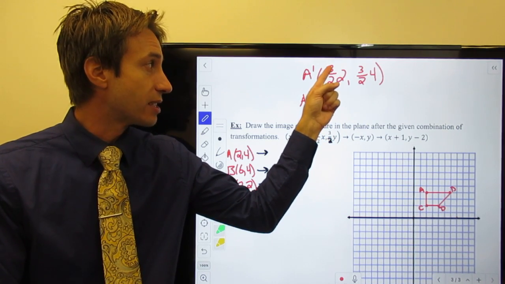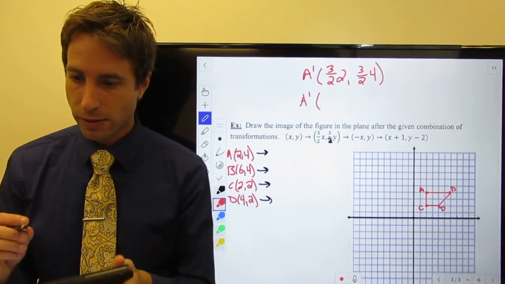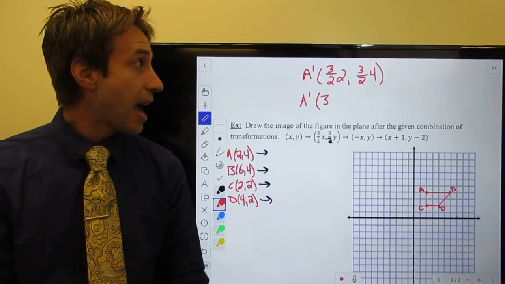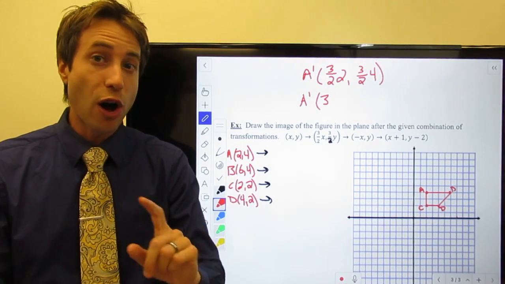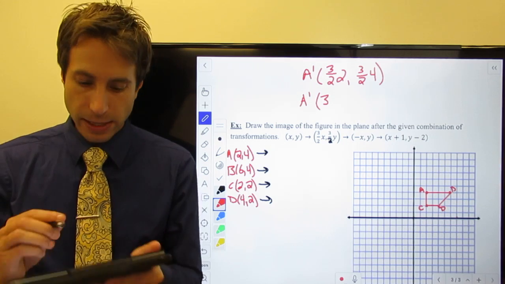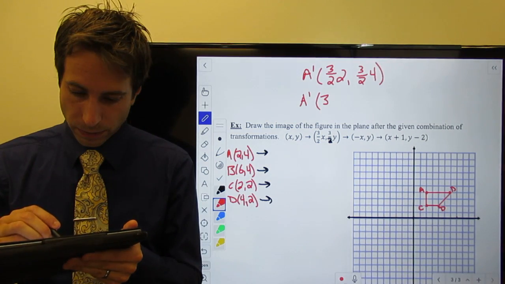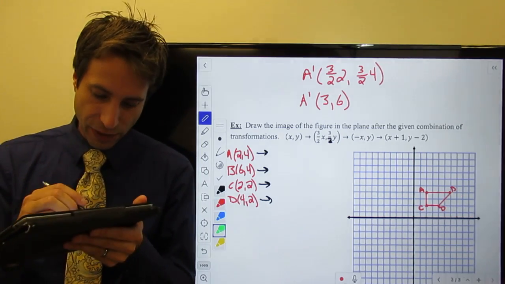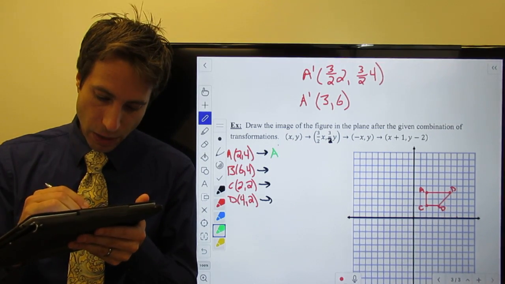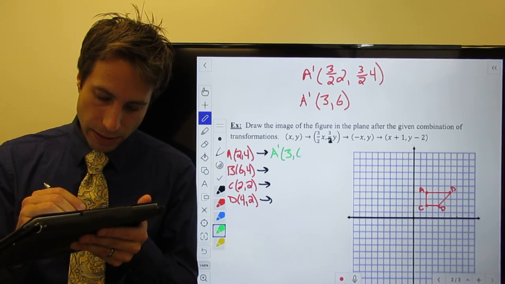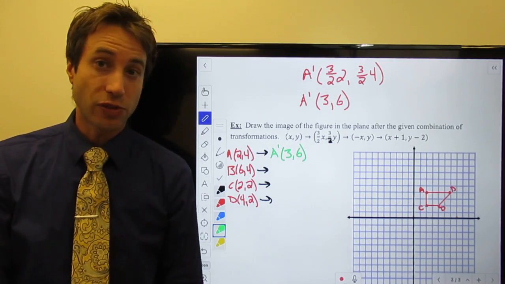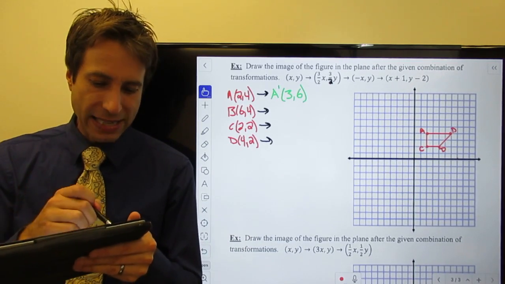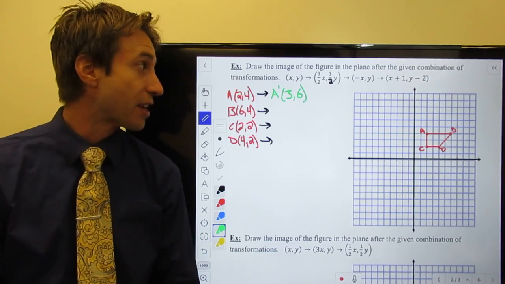So, 2 times 3 is 6. 6 divided by 2 is 3. And 4 times 3 is 12. 12 divided by 2 is 6. So what we see here then, A prime would be at 3, 6, right? That's applying this transformation. Okay, let's go ahead and do the rest of these in our head because I think we can. Let's practice mental math. Good mental math. Here we go.